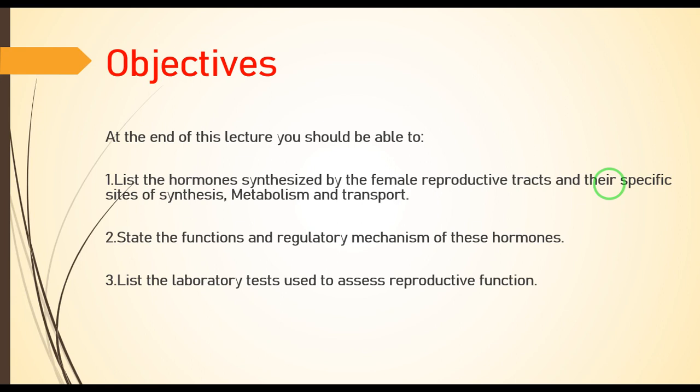In addition, lastly, we summarize how the hormones can be used as a marker to assess female reproductive health. How can we use lab tests, how can we use all these individual hormones to assess the health state of the female reproductive system.